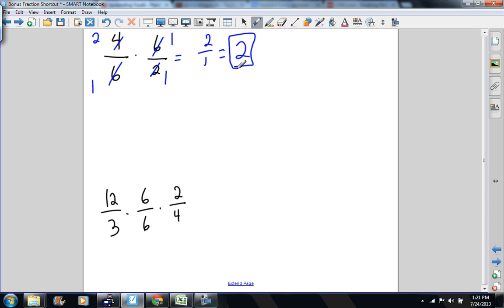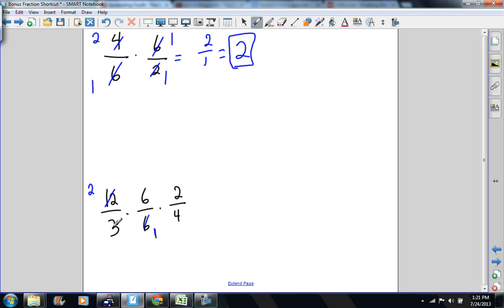And to continue to show you what I mean here, you have to find numbers diagonally or up and down that can be simplified. So I notice lots of different ways you could do this problem, but I notice that 12 and 6 can both be divided by 6. So that becomes a 2, and that becomes a 1. Now that 6 is gone, so I don't have to deal with it anymore.